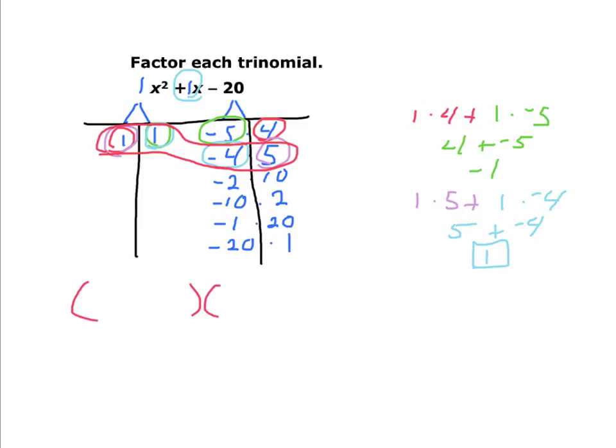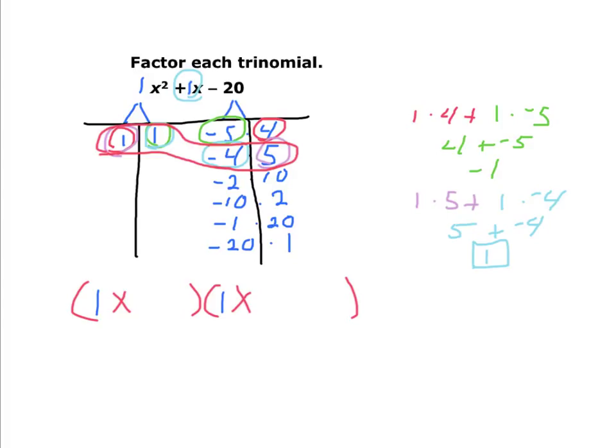All right, let's create my parentheses for my two binomials. Because this is x squared, that means this is going to be an x right here and an x right there. Let's put that in place. Now this one goes where? It goes there, yes. This one goes where? Right there. That is correct.